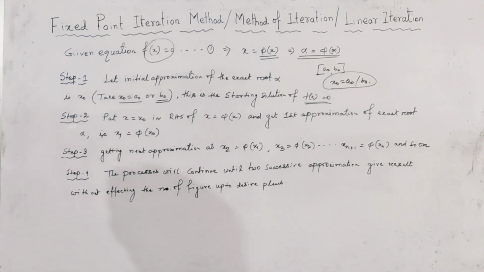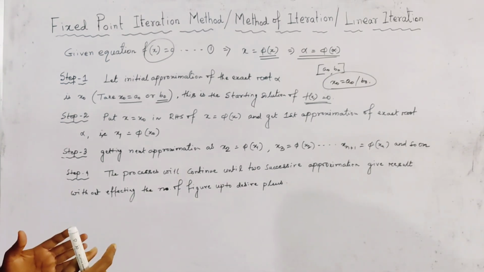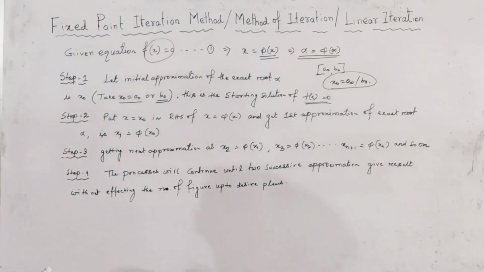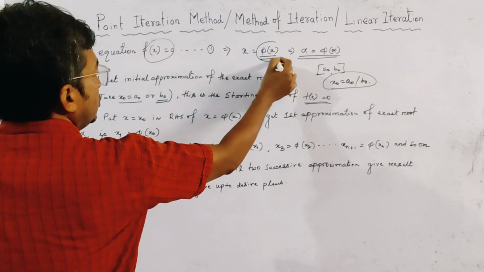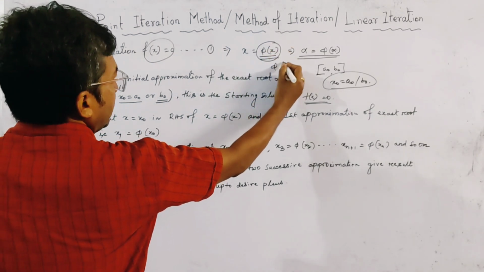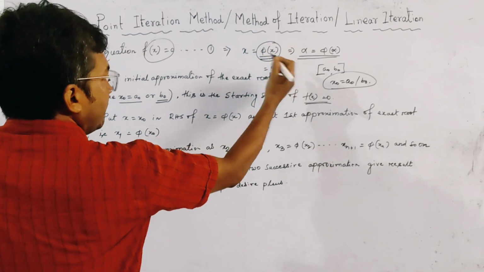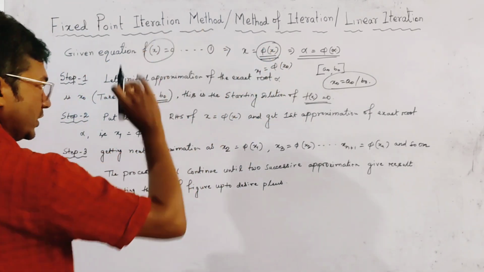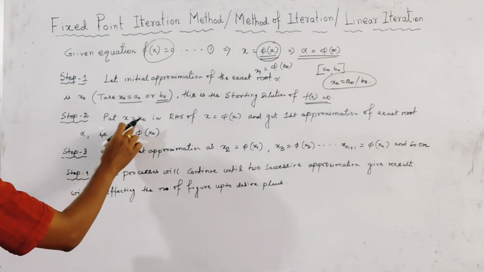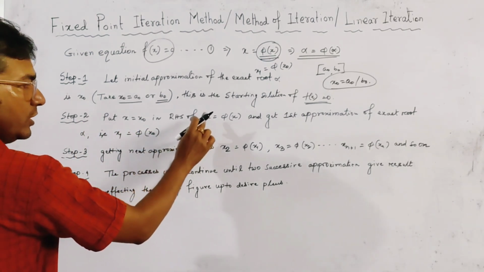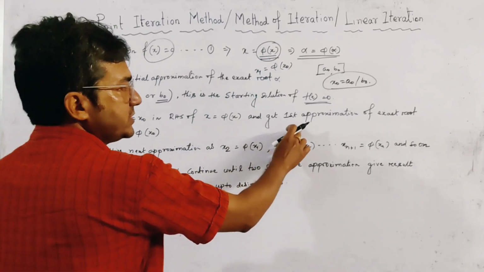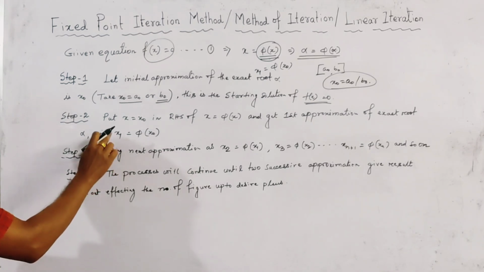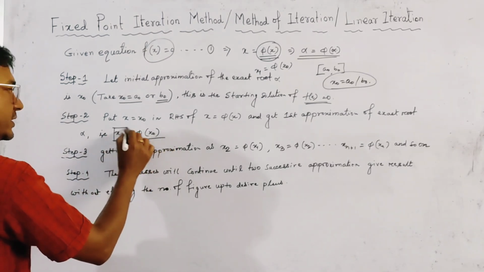Now to find the first approximation by the method of iteration, in place of x in phi(x) we put the initial approximation, that is phi(x0), and we get the first approximation x1. Step 2: put x = x0 in the right-hand side of x = phi(x) and get the first approximation of the exact root alpha. That is, x1 = phi(x0).